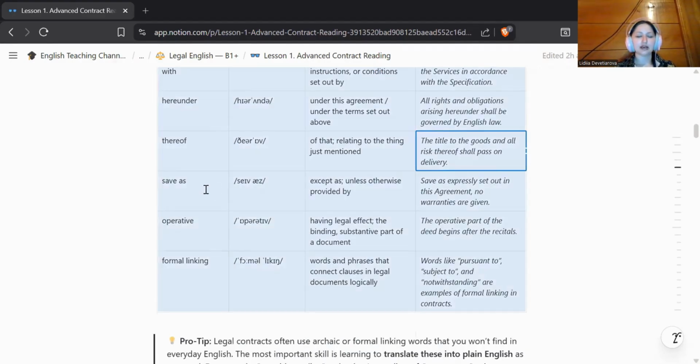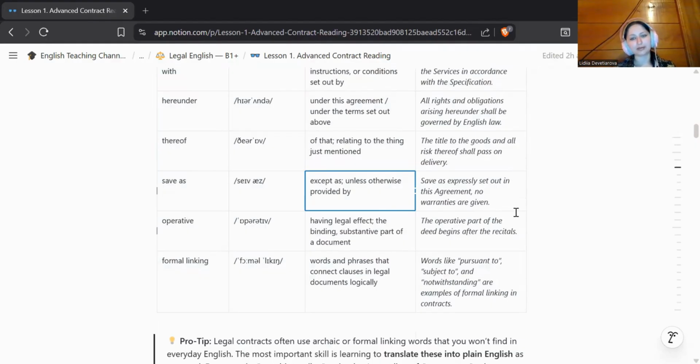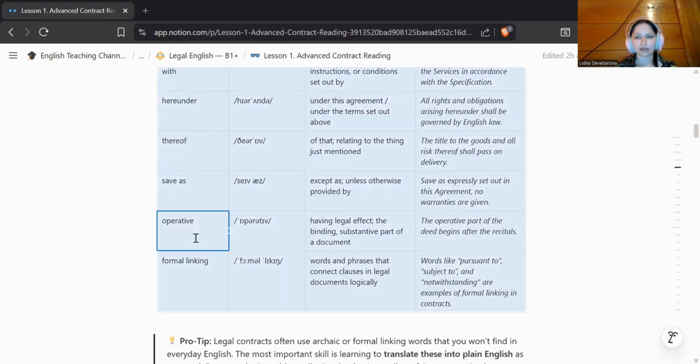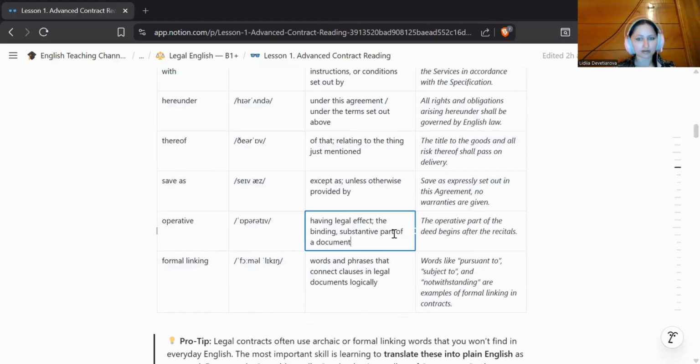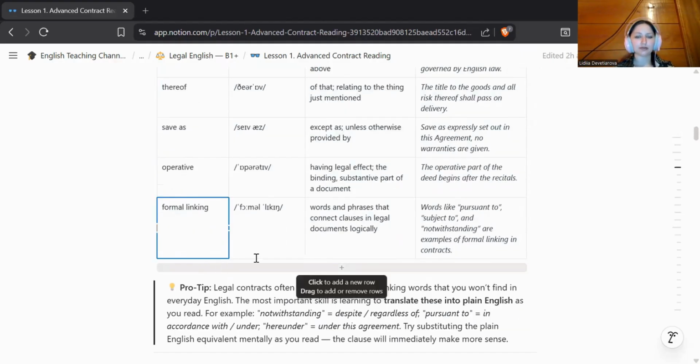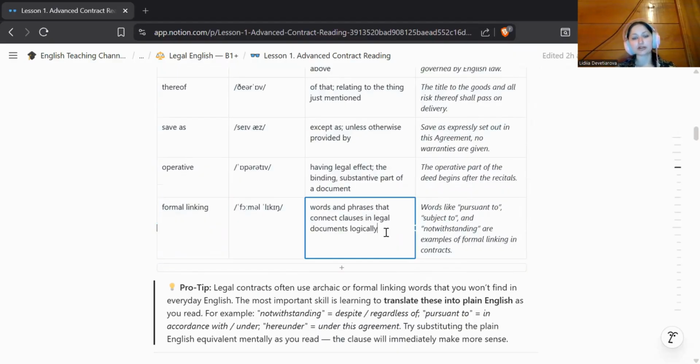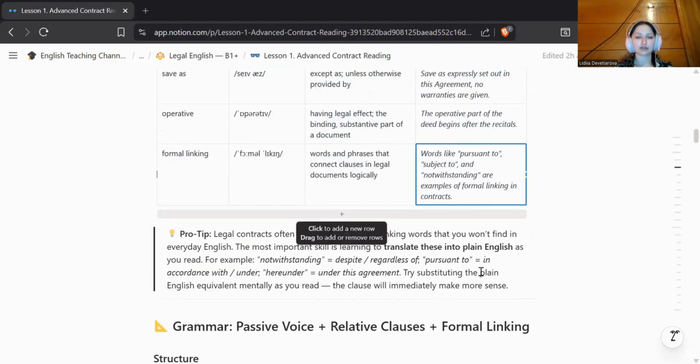Save as, except as, unless otherwise provided by. Save as expressly set out in this agreement, no warranties are given. Operative, having legal effect, the binding, substantive part of a document. The operative part of the deed begins after the recitals. Formal linking. Words and phrases that connect clauses in legal documents logically. Words like pursuant to, subject to, and notwithstanding are examples of formal linking in contracts.